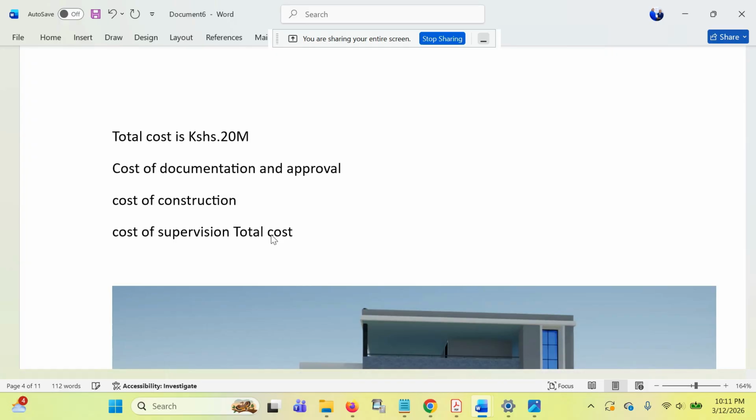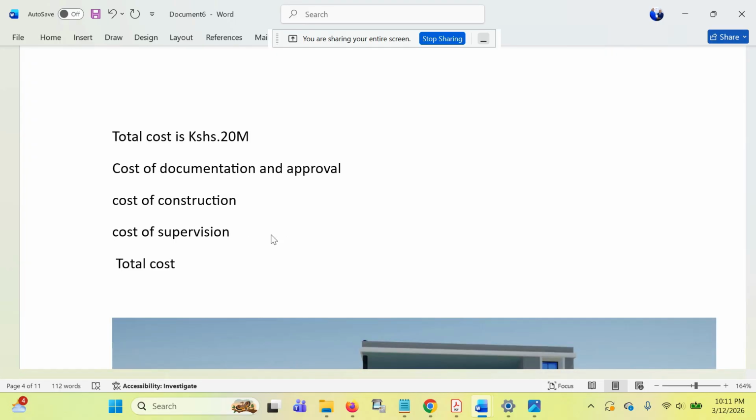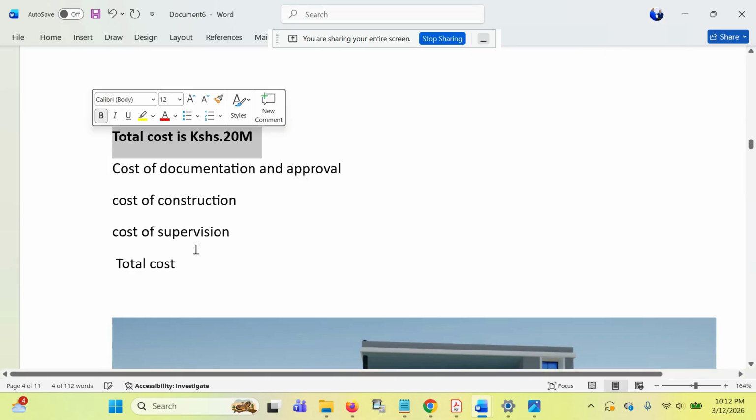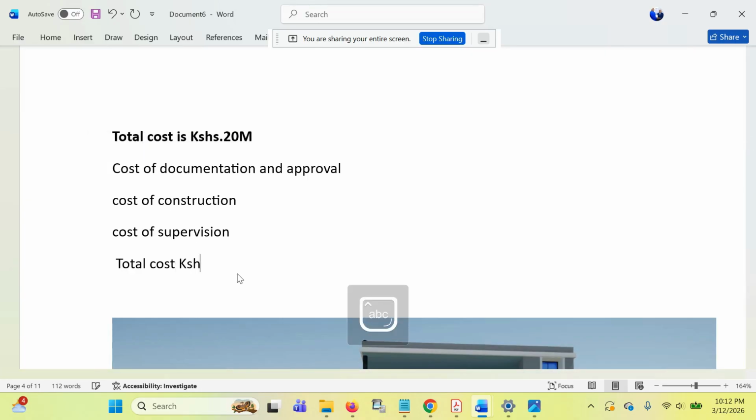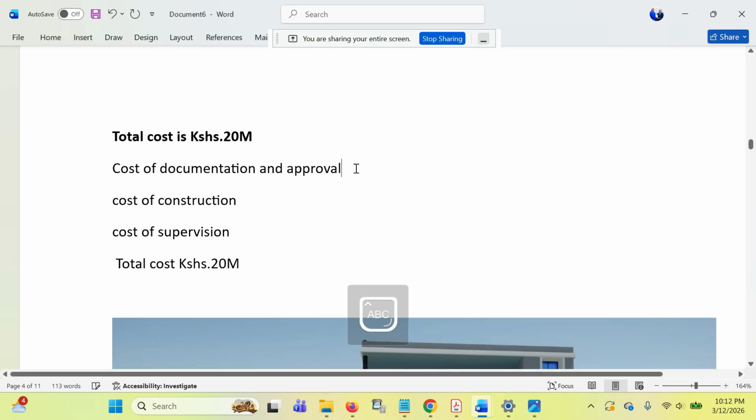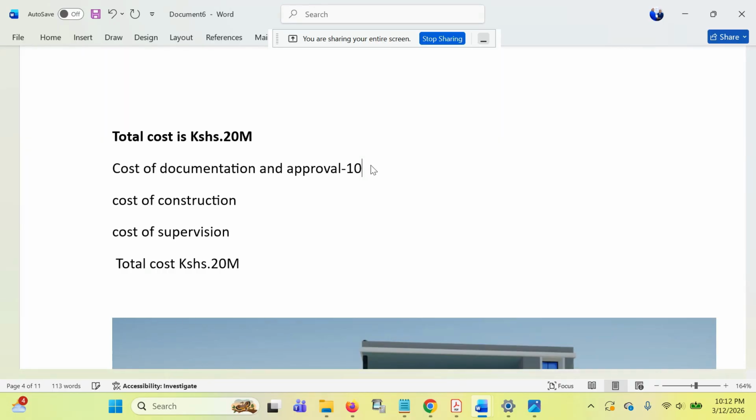Now we have these three cost elements: the cost of documentation and approval, the cost of construction, and the cost of supervision. All these comes to our 20 million here. So all this comes to 20 million.